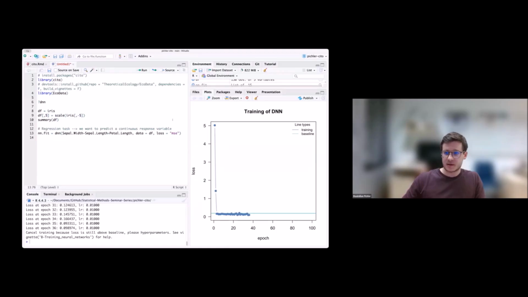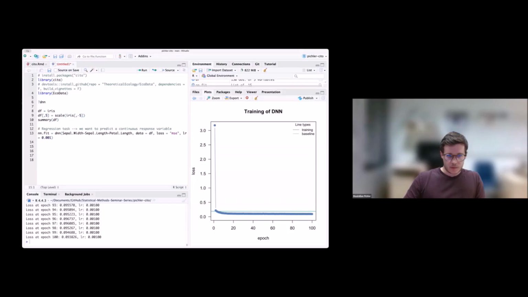But we will get to that in a moment. So when you have fit your neural network, maybe let's try it again. Now it's better because I've changed the learning rate, but again, I will explain in a second how we can do this in a systematic way.